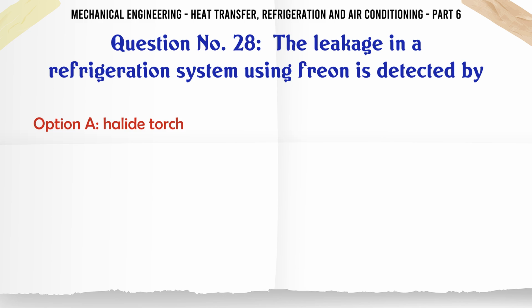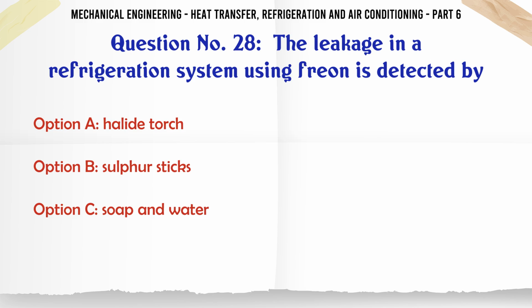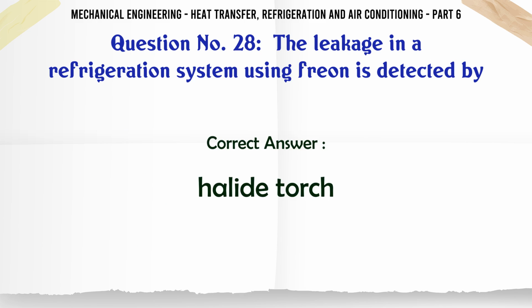The leakage in a refrigeration system using freon is detected by A. halide torch, B. sulfur sticks, C. soap and water, D. all of these. The correct answer is halide torch.